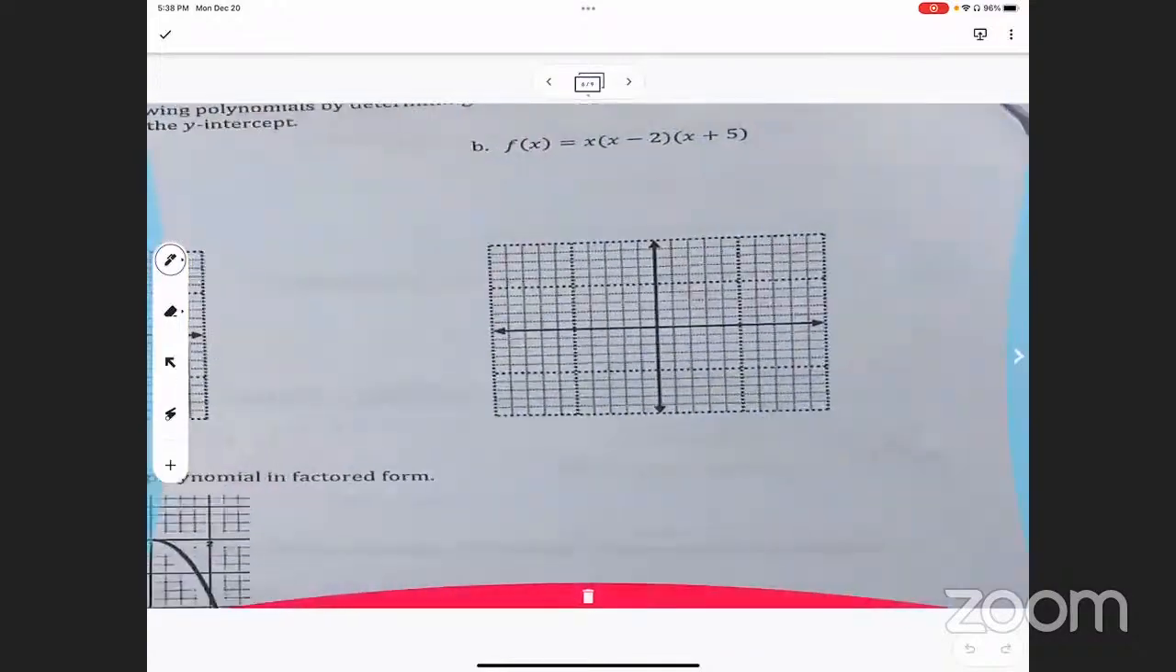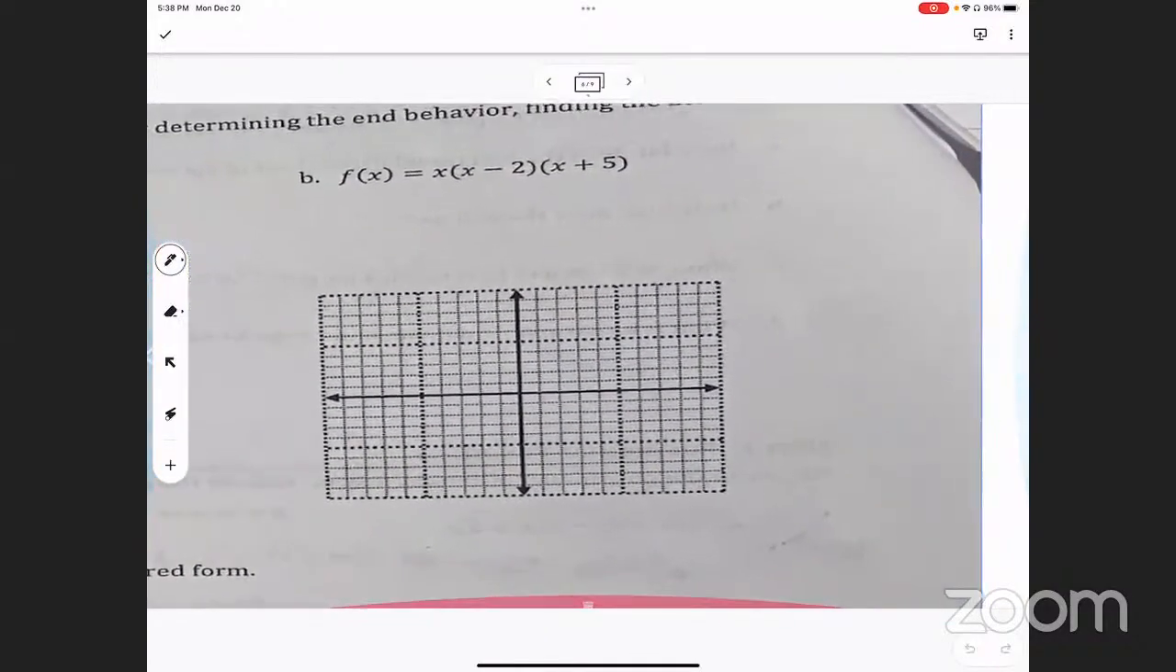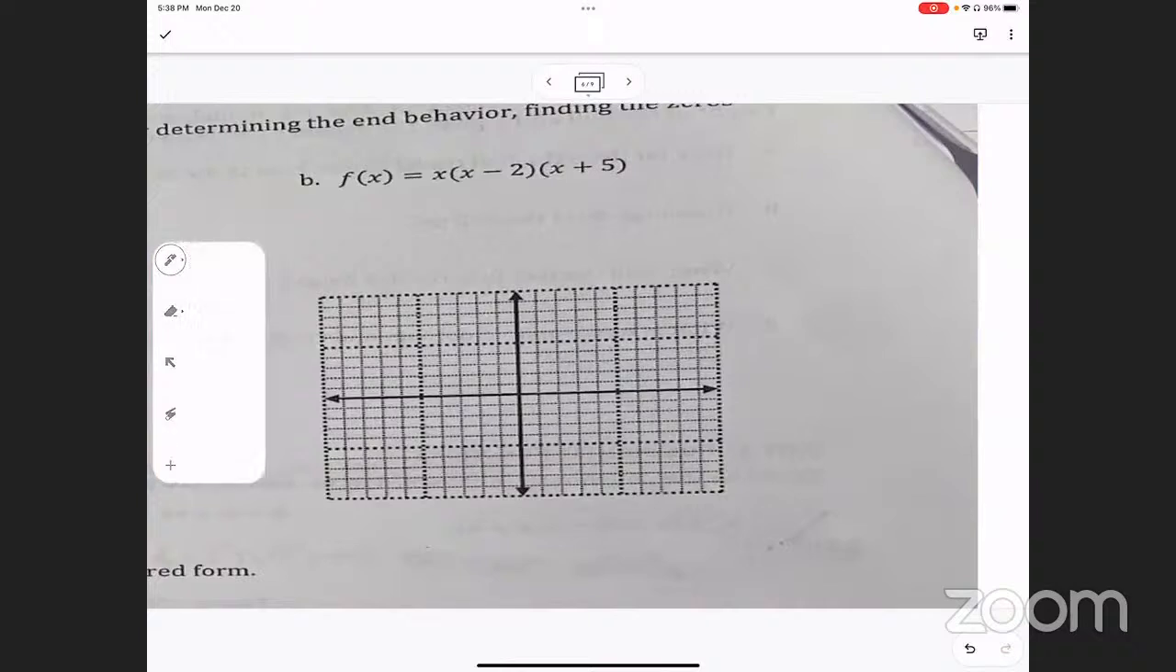Okay, let's try this one. Let's do that same thing with part B. Let's do the end behavior first. What's the leading coefficient? It's 1. So that's what? It's positive, so it's going up on the right. And how about the degree?